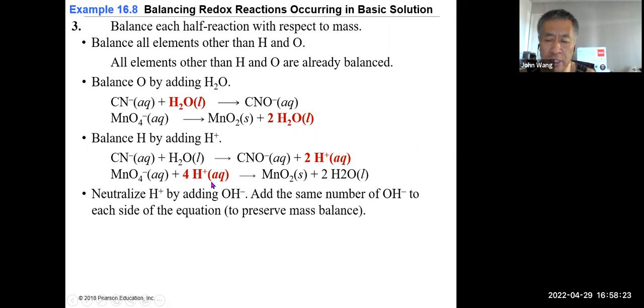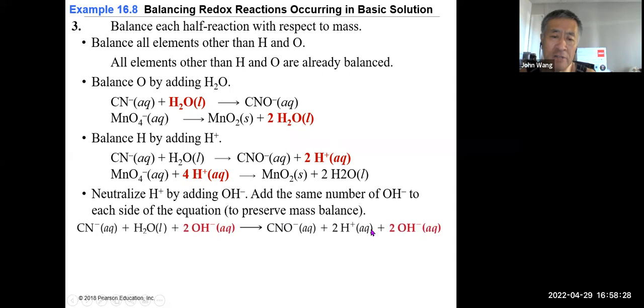So you already have everything balanced. If you add two hydroxide on one side, you must add two hydroxide on the other side. That makes sense, right? That will keep everything still balanced. Even though you change your solution from acidic to basic, in this way every atom is still balanced. And then we'll do the same for the second equation. So we add four hydroxide and four hydroxide.